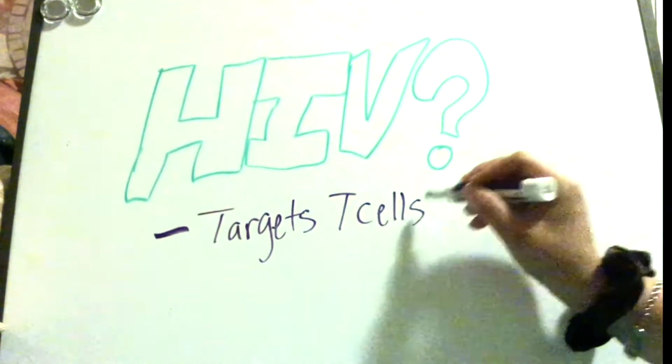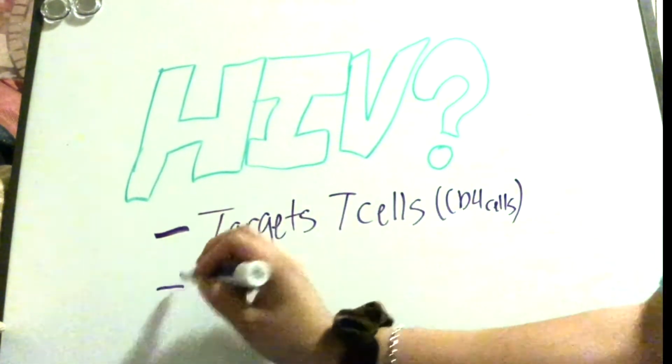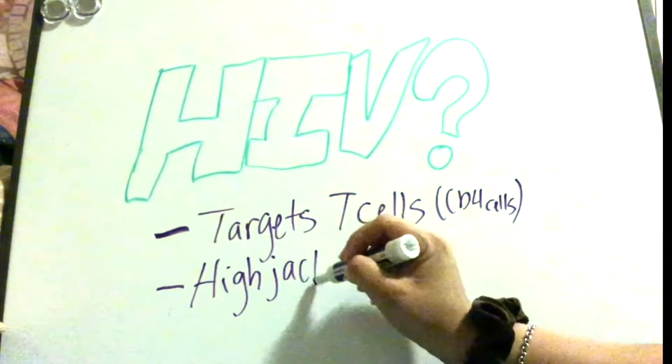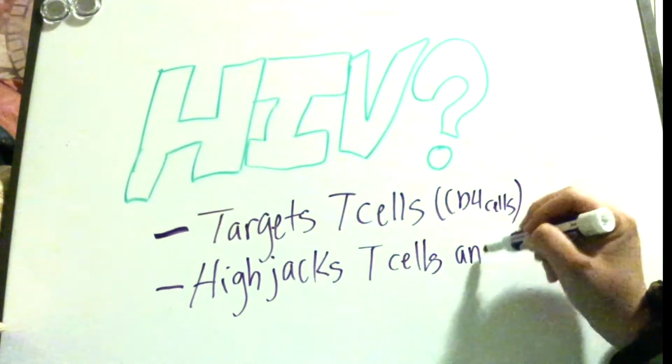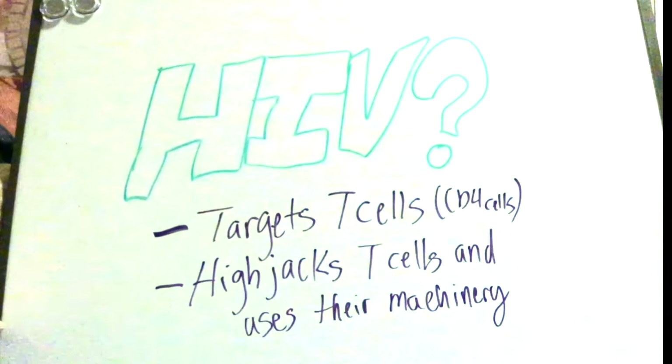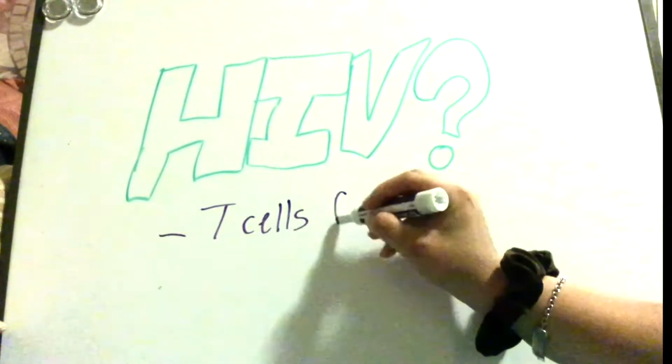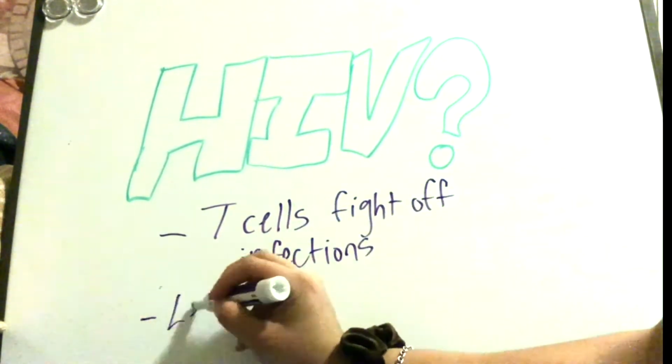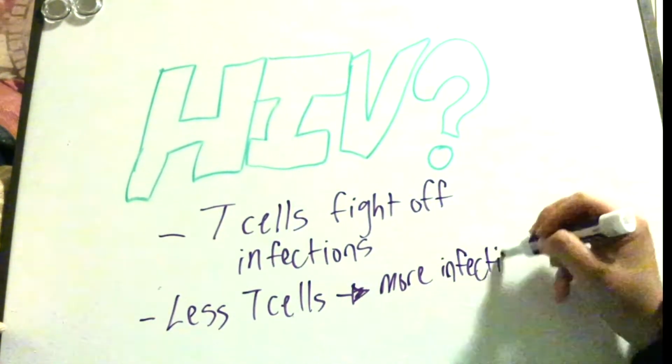HIV targets the CD4 cells, or T cells, in the immune system. These T cells normally help fight off infections for the immune system. HIV hijacks these cells in order to multiply and spread throughout the body. If left untreated, HIV eliminates more and more of these T cells, which then leaves the body more prone to infections and diseases.